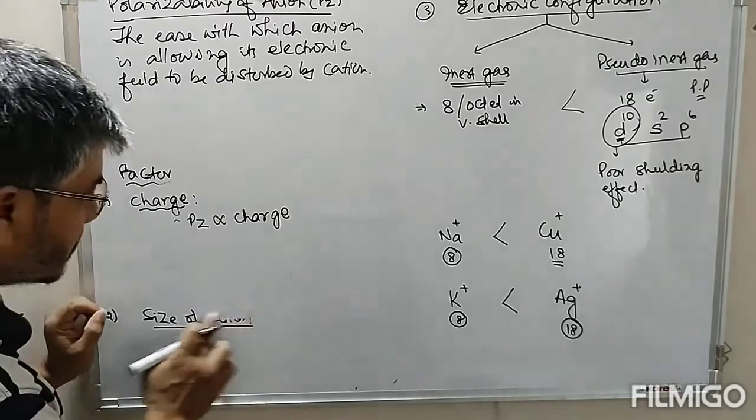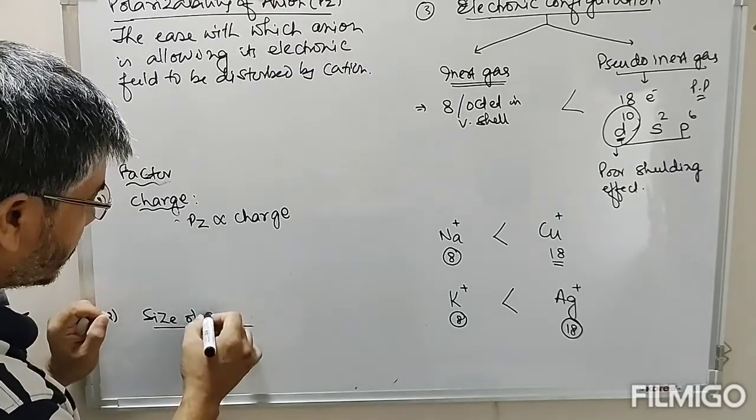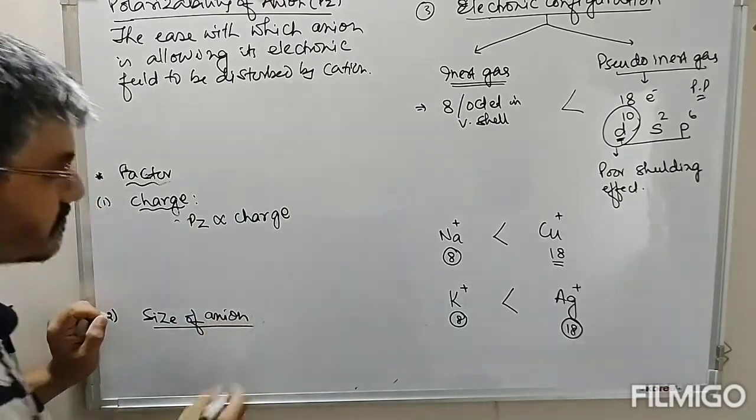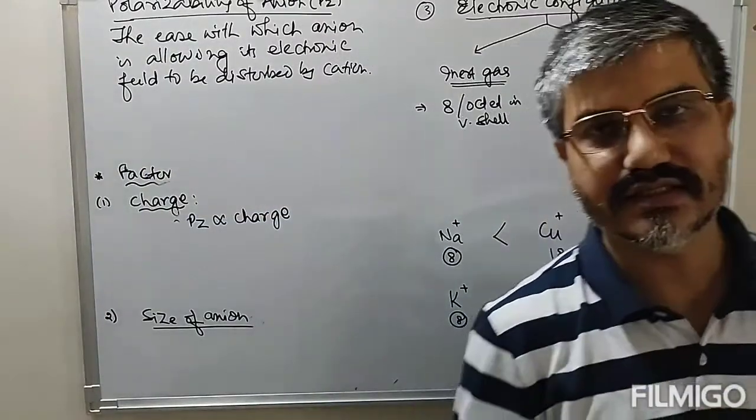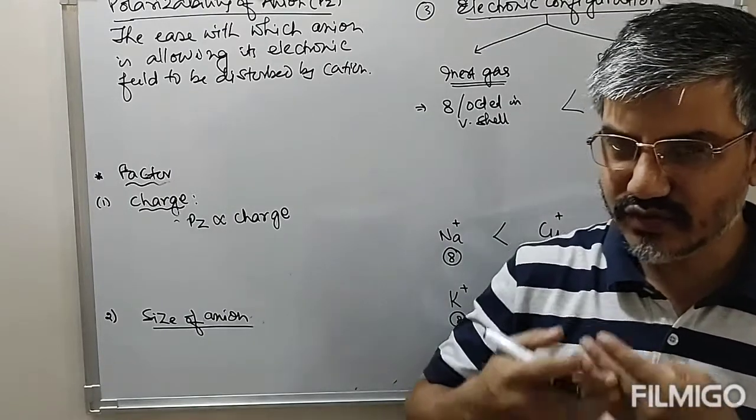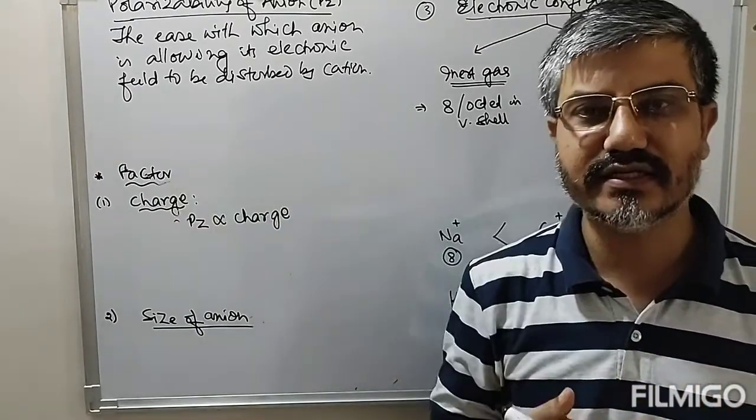Then next is the size of the anion. Now as the size of the anion increases, the distance between the nucleus and the valence shell increases.